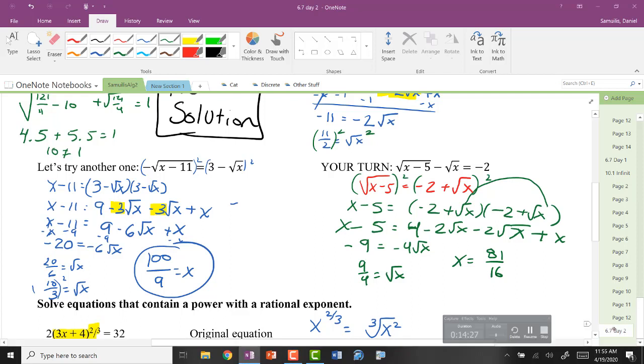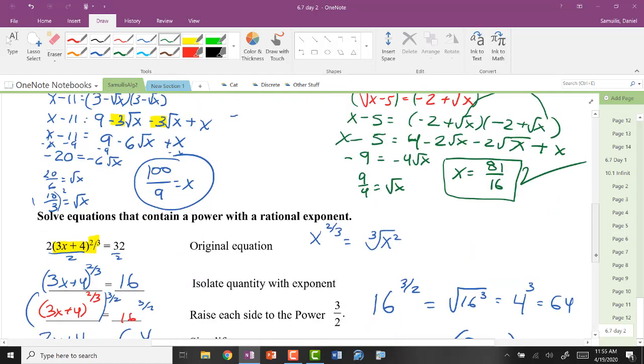And when you check, it does check out. So plug in the 81/16 and plug in 81/16 here, and it does give you -2. That one checks, so that one is a correct answer.